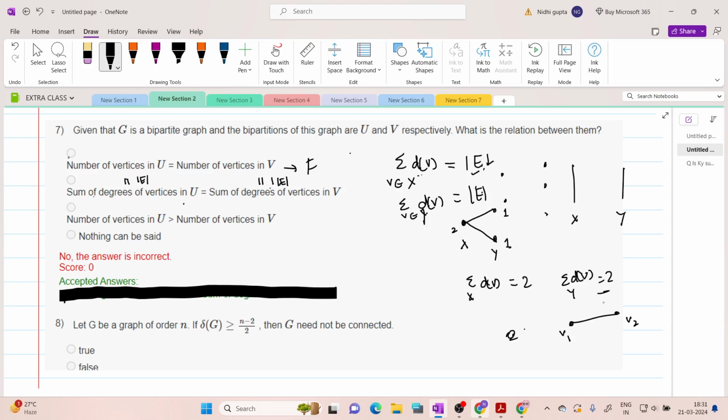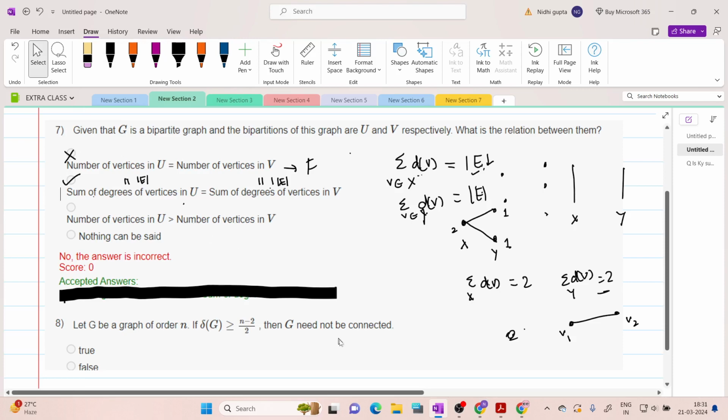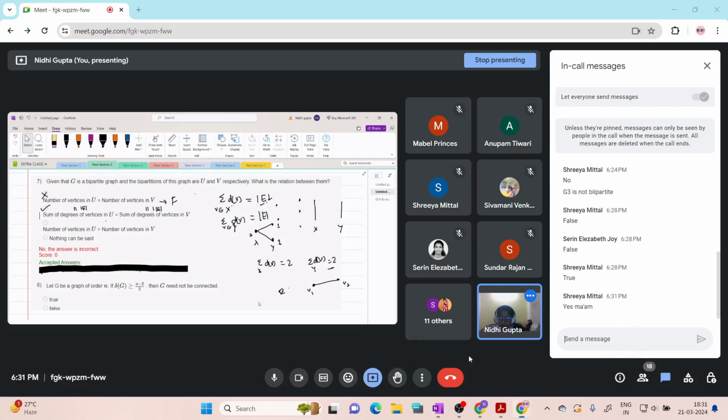So does everyone understand why it is true? Is it okay with everyone? Okay. And the third one is also clearly false, that the number of vertices in U should be greater than the number of vertices in V, because we can have any number of vertices in U and any number of vertices in V.